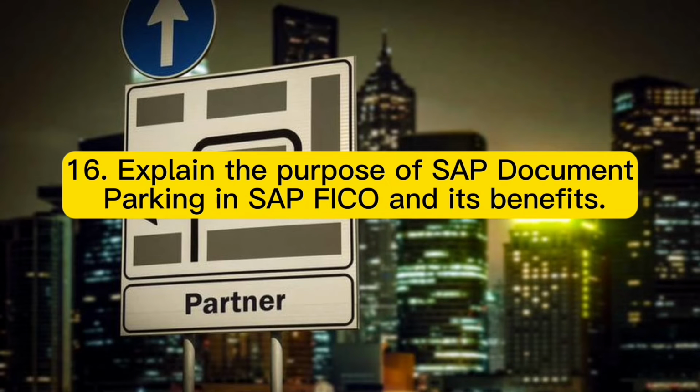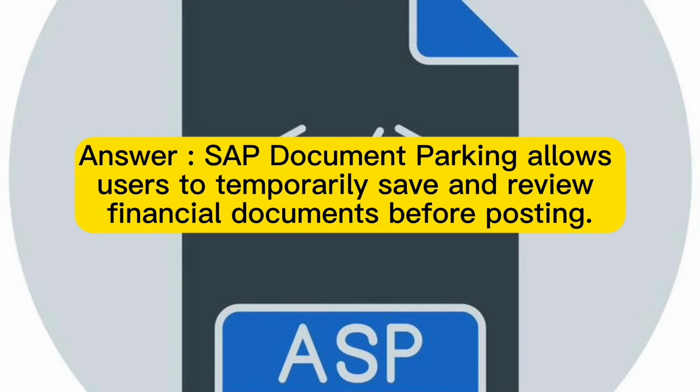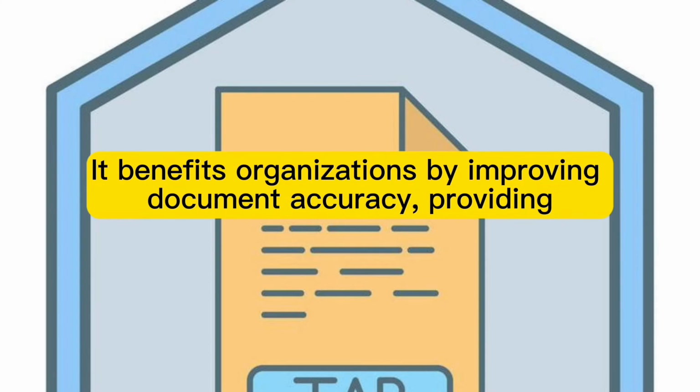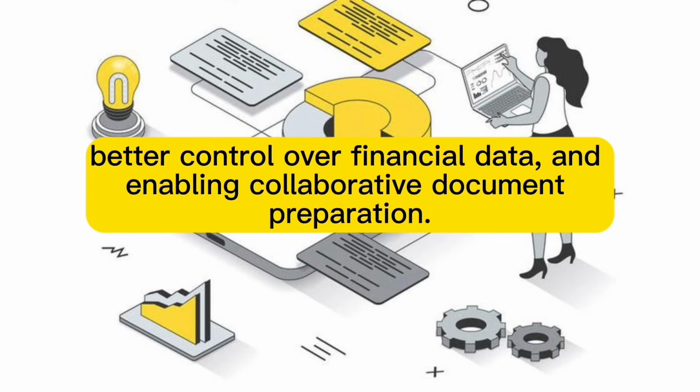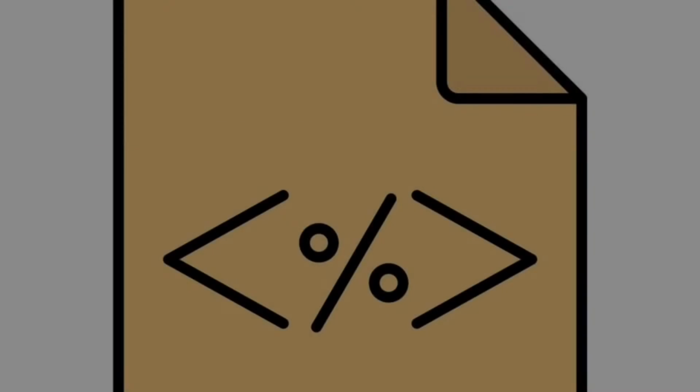16. Explain the purpose of SAP document parking in SAP FICO and its benefits. Answer. SAP document parking allows users to temporarily save and review financial documents before posting. It benefits organizations by improving document accuracy, providing better control over financial data, and enabling collaborative document preparation.